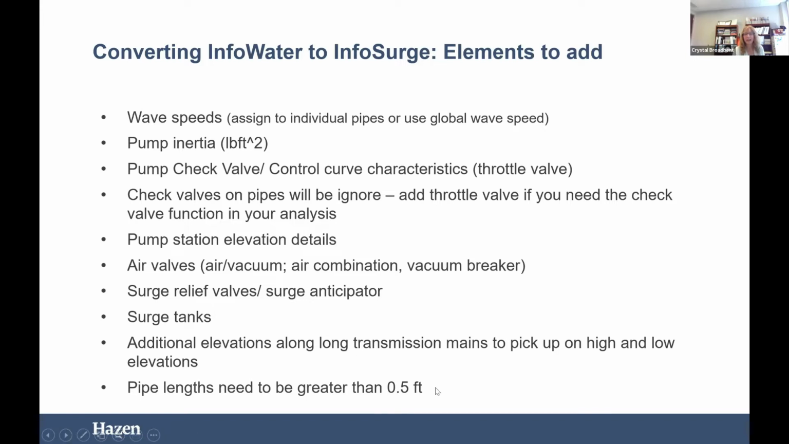The other thing you have to have is no negative pressures to start out with when you want to run surge. I forgot to add that, but it will give a warning message telling you what I just said. If you have any negative pressures to start out with, you can't run transient. You have to resolve those first.